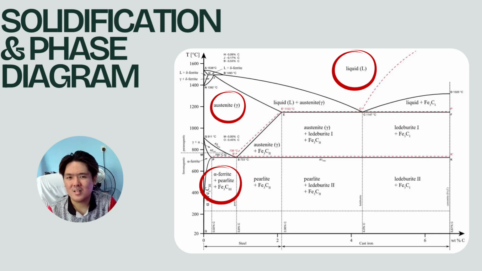So, in simple terms, the transformation is liquid metal turned into austenite, and then austenite transformed into ferrite and pearlite. The cooling rate is very important because slow cooling produces coarse structures with lower toughness, while faster cooling produces finer structures with better mechanical properties. So, in conclusion, the iron carbon phase diagram helps us to understand how steel changes structure during cooling and how these changes affect its final properties.